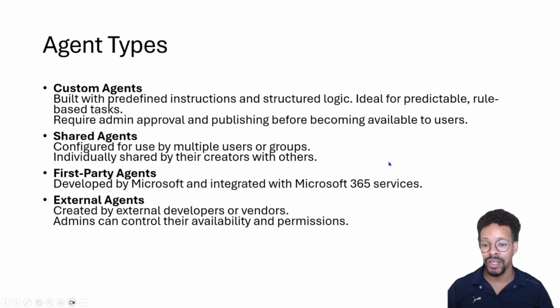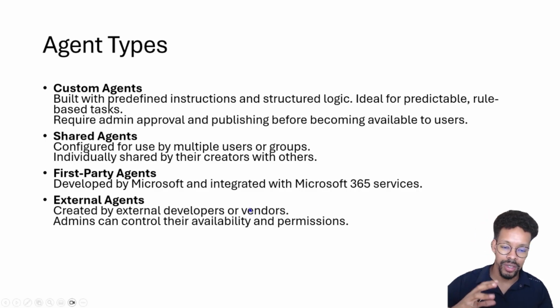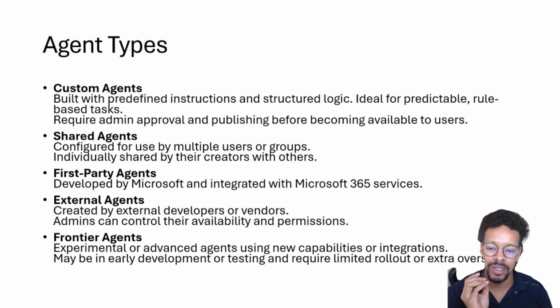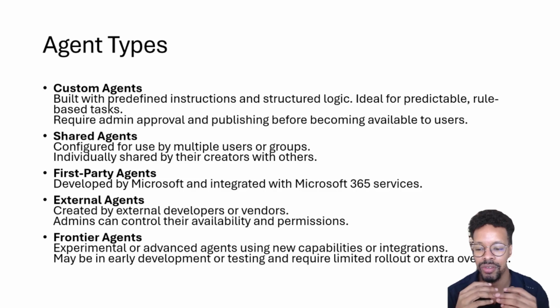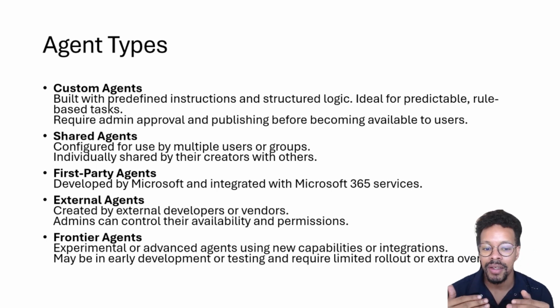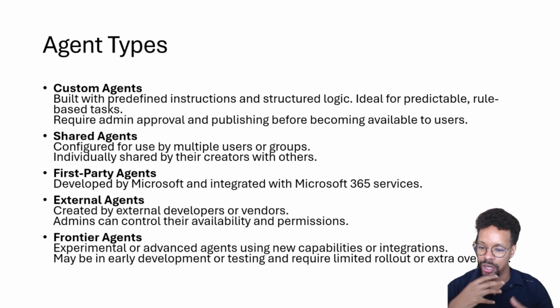External agents, these are agents created by external developers or vendors, and you can control their availability and how they are added into your M365 tenant. Also, when you see frontier agents, these are the experimental or advanced agents, and they will be using new capabilities or integrations. As you remember, before the researcher agent became available as GA, it used to be Frontier. So that's when we are experimenting and using advanced agents.